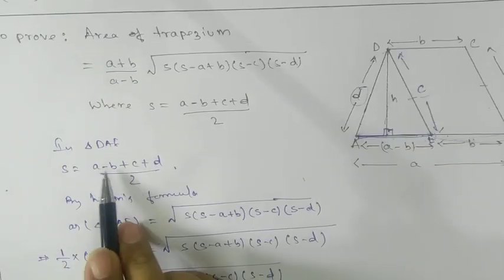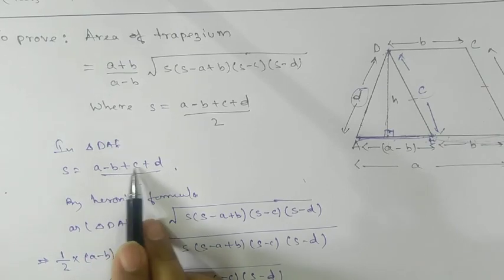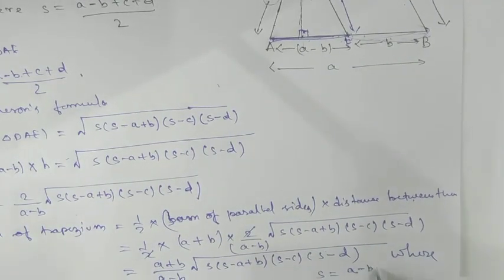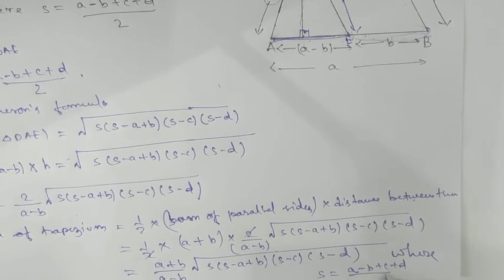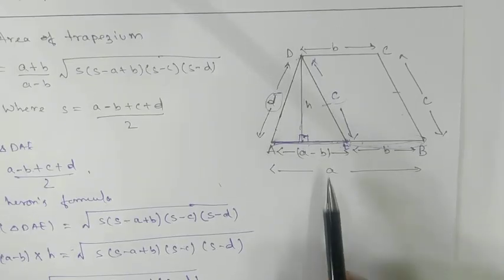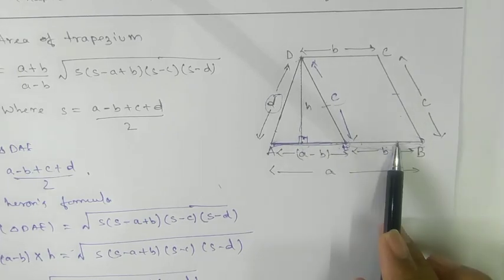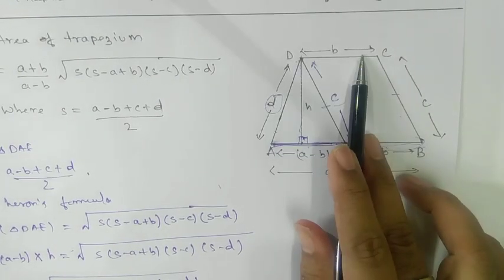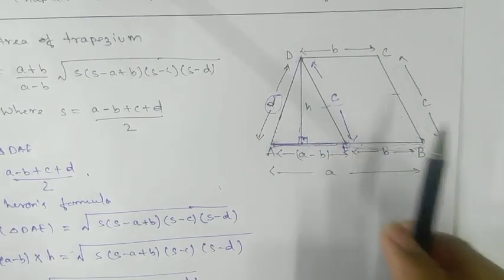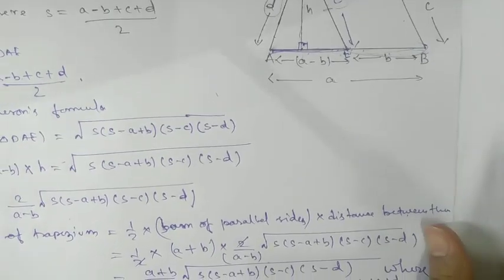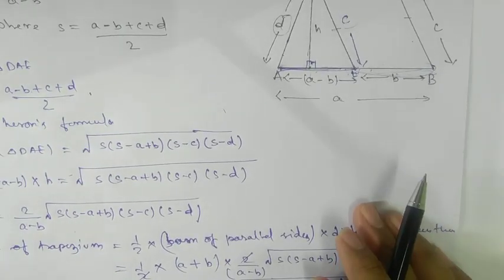A minus B plus C plus D by 2, minus B plus C plus D by 2. Remember, here A is the bigger side and B is the smaller. Okay, this is your formula. Now using this formula, we're going to find the area of trapezium.